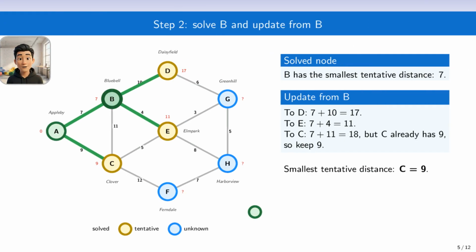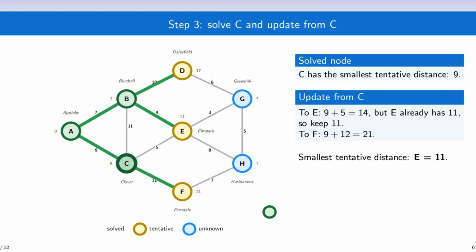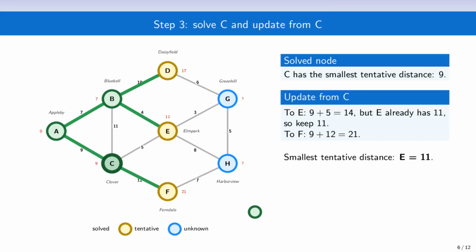Step 2, we solve town B. Updating from B, we find new distances for D and E. C already has a shorter path, so we keep that. B is now solved. Next, we solve town C, which has the smallest tentative distance of 9.